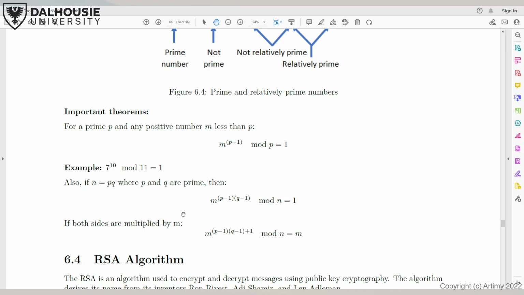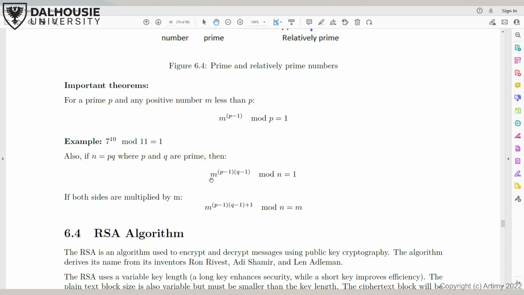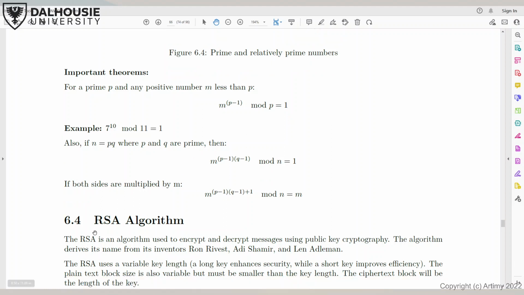Another observation, another theorem, is that if I take two prime numbers and multiply them, so that's n, then m to the power (p minus 1)(q minus 1) mod n equals 1. This is something that we need to understand very well for the next algorithm that we study. If I multiply both sides by m, m here and m here, of course you add m here, so you add 1 to the exponent, right?